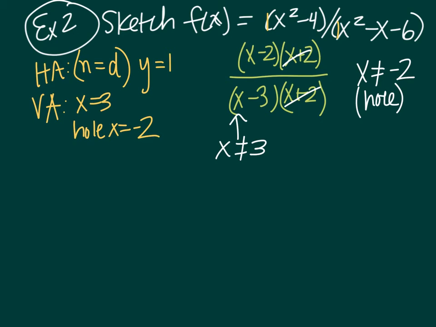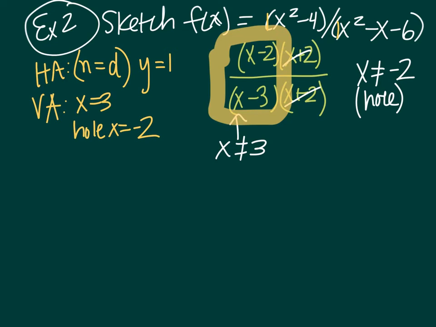Let's figure out some points here. The thing that's kind of nice about having the simplified rational function is that we can actually just use it to find points. I could use the whole thing, but this is going to be a lot simpler if I just focus on the simplified part, because the other factors are going to cancel out regardless.